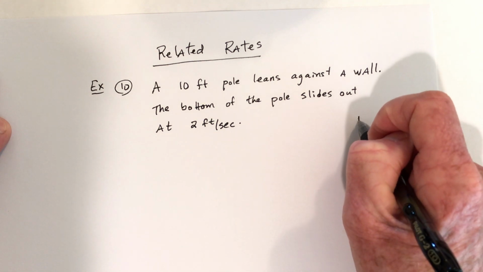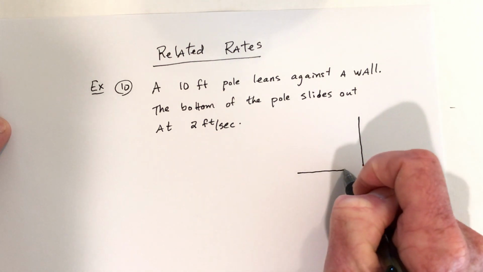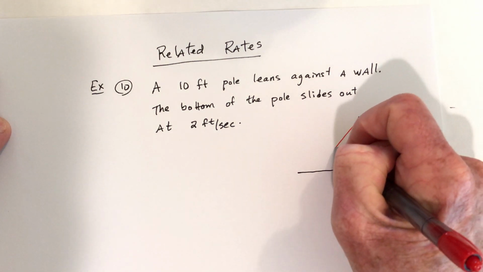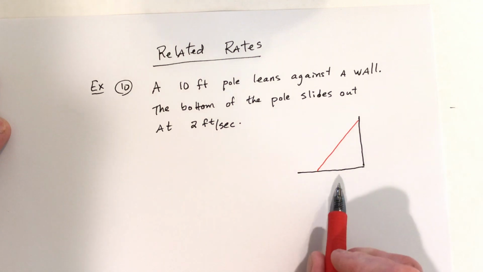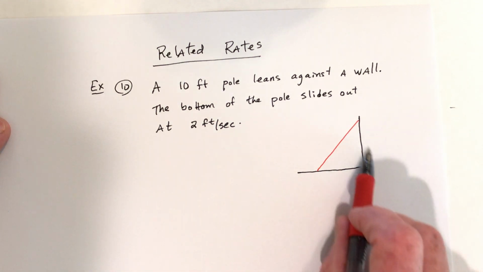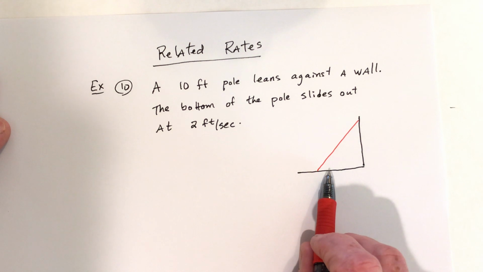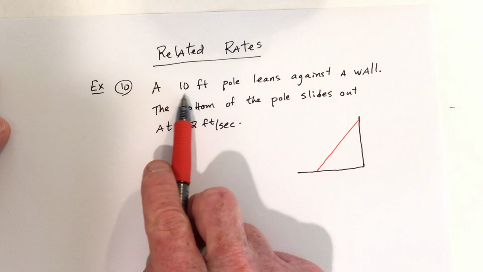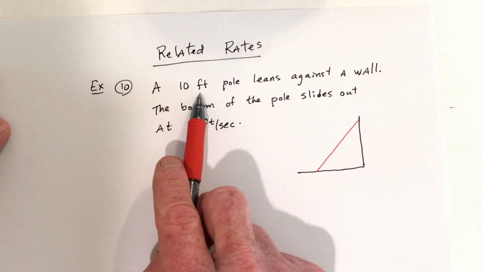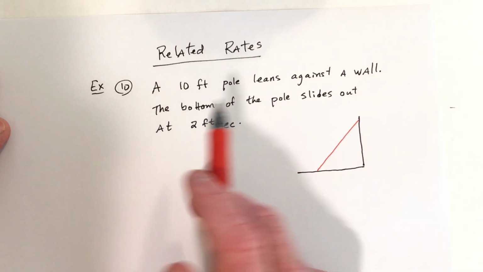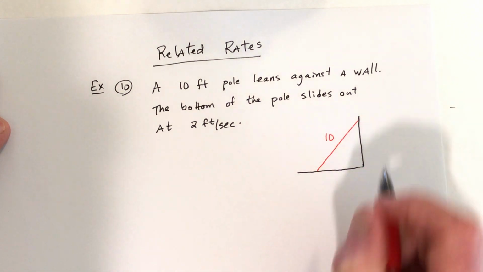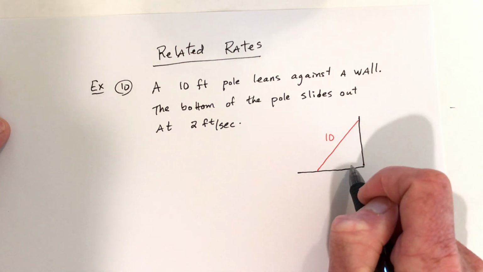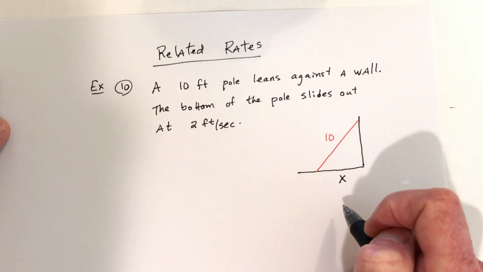So here's a wall, here's the ground, and then there's a pole leaning against it. When you have a word problem and you go to make a picture, you need to use variables if there are things that are going to change. With this being a 10-foot pole, nobody's going to come and chop a foot off of it or break it in half or something like that. So that's not going to change. So I can leave this as a 10-foot pole. But the distance here on the ground needs to be a variable, so I'll call it x.